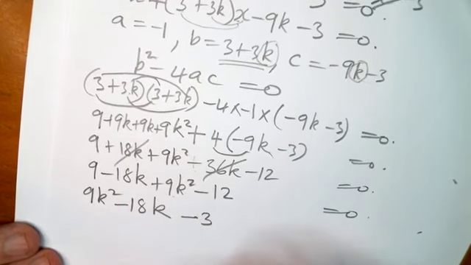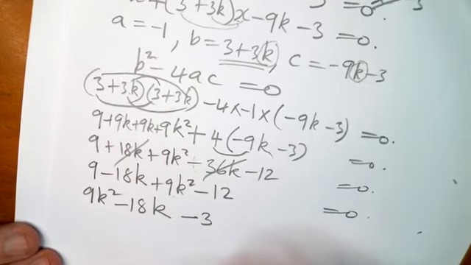Well, I can divide everything straight away by 3. So let's go ahead and do that. Divide this by 3 and divide everything by 3. So this now becomes this by 3, this by 3, this by 3, and this by 3. So this becomes 3k squared minus 6k, and this is going to be -1, is equal to 0.